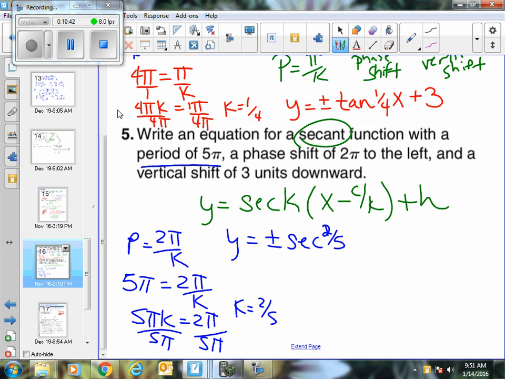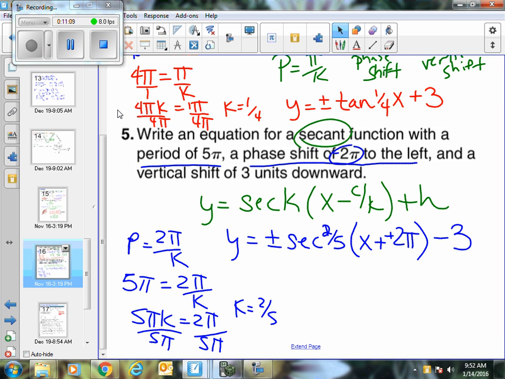Now, do I need parentheses for this one? Well, there is a phase shift, so 2 pi to the left. So that means I'm going to have x minus a negative 2 pi. So it's 2 pi to the left. So it's minus a negative. Left means it's a negative 2 pi. They could have said it that way as well. So that means when you actually look at it, when you simplify, then it's a plus. So minus a negative, that's where that's coming from. And a vertical shift of 3 downward. So if it went down 3, that does mean a minus 3.